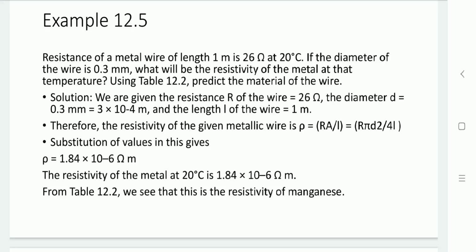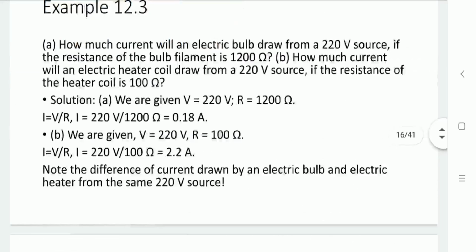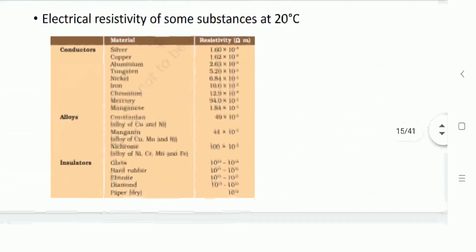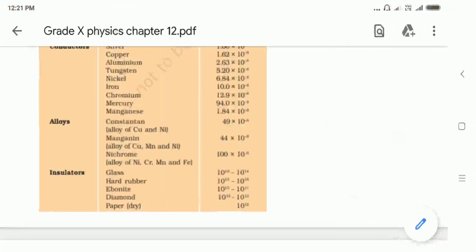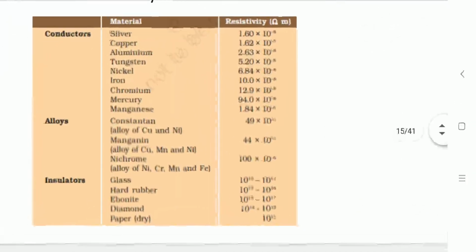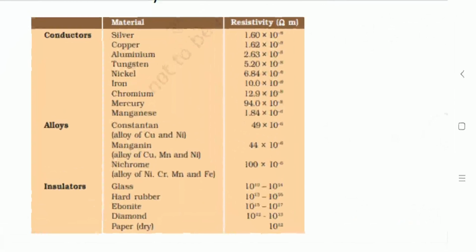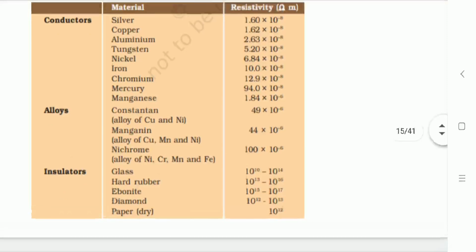At the temperature 20 degrees Celsius, the table was already given with the resistivity values at 20 degrees Celsius. So by focusing on this, let us go to the table. And we can see that 1.84 into 10 raised to minus 6 is the resistivity of manganese, right? So this is what is given last in the table of alloys.